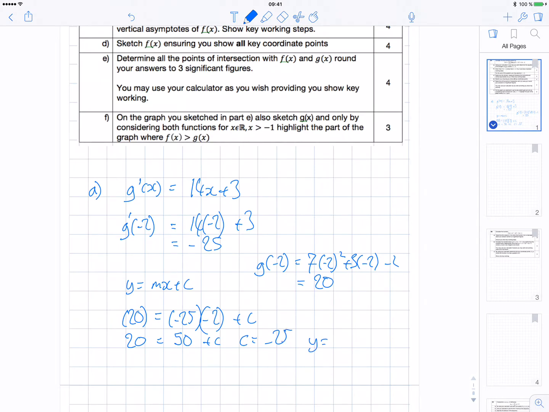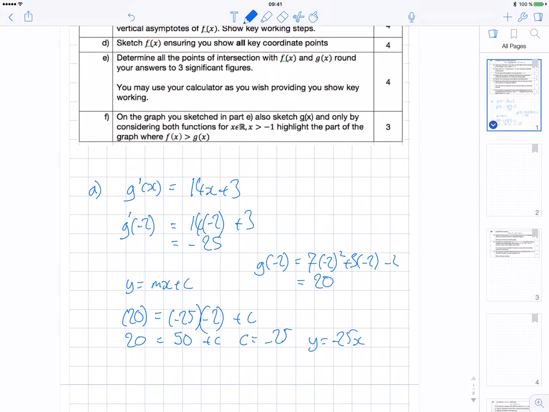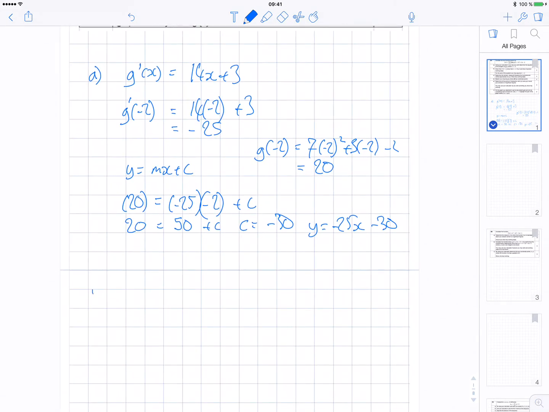So we get y is equal to minus 25x. That's right. Sorry, my mistake. Minus 25x, and c is minus 25 as well. What am I talking about? Of course c is not minus 25, c is minus 30. I might have made a mistake. I could double check that. Okay, but the calculator had done that for you anyway.